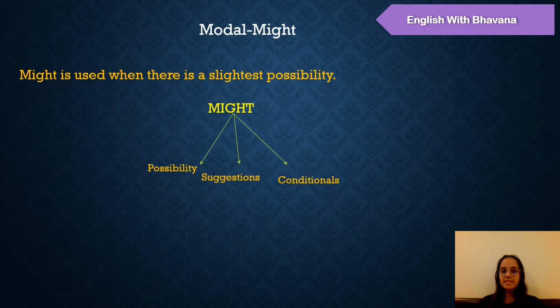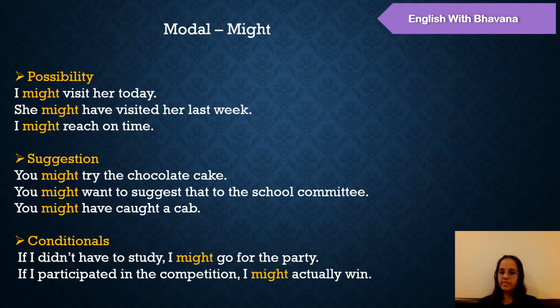Now, the next is modal might. Might is used when there is a slightest possibility. We use might in the case of possibilities, suggestions, and conditionals. So, might is used when there is a slightest possibility. Now, first, the possibility case: I might visit her today. So there is a slightest possibility that you might visit her today.